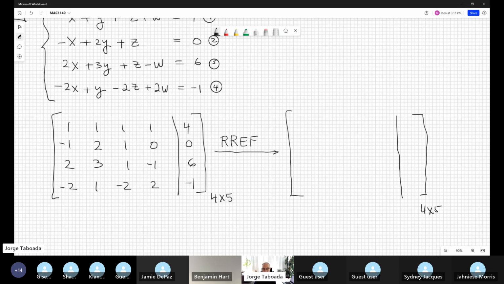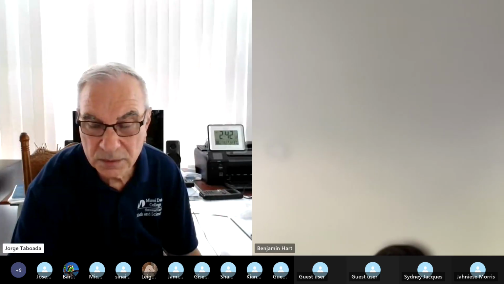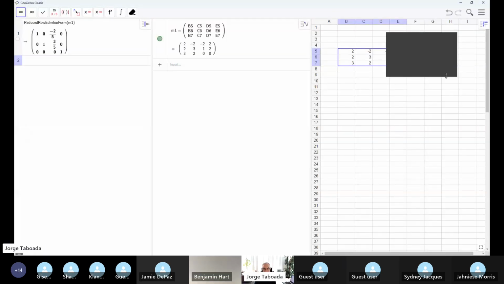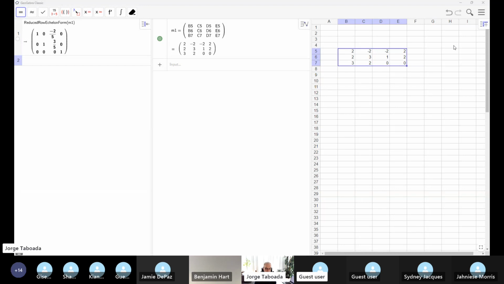Again, switching. This is the thing I don't like. You have to switch into another window, but okay. There is no way to do it otherwise. Do you see GeoGebra or not yet? Not yet? Yes, we see it.